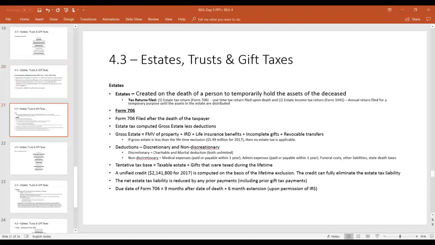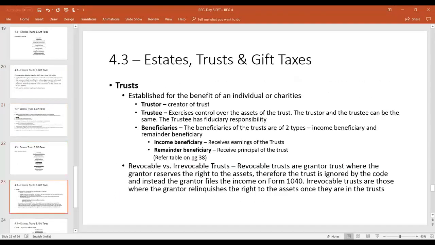Okay. So what is a trust basically? We did a brief overview, I think, when we did the introduction class, but a trust is something that is set up for the benefit of another person, right? Or some charities. Now, who creates a trust? A trustor creates the trust. He's also sometimes called the grantor of the trust. There is a trustee who basically has fiduciary responsibility for the exercise of the trust. He exercises control over the trust, and a lot of times the trustor and trustee are the same person. There are obviously beneficiaries.